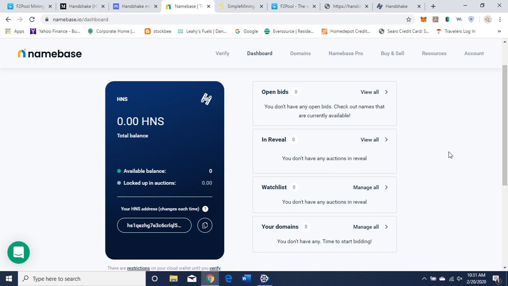But here's where you want to get your wallet. It's on Namebase, namebase.io. Sign up. Here's my receiving address and available balance, locked up in auctions, 0. And this is their auction platform, as you can see. My open bids to auctions. My auctions here in reveal, and watch lists of watching auctions and the domains I have won in auction. So when you get a chance, if you're interested in mining it, sign up there, get your wallet address.